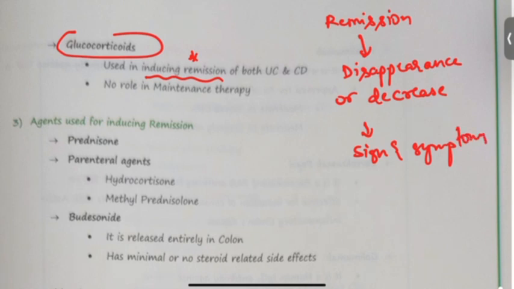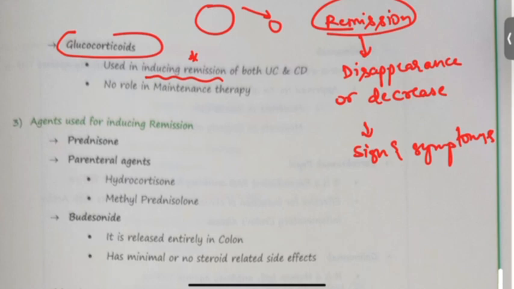Basically this term is used while referring to cancers. Remission of cancer means how large the tumor was earlier, and now it is reducing. The remission of cancer has begun. Similarly, for inducing remission of ulcerative colitis and Crohn's disease, we can use steroids. So this will help in just reducing the signs and symptoms.